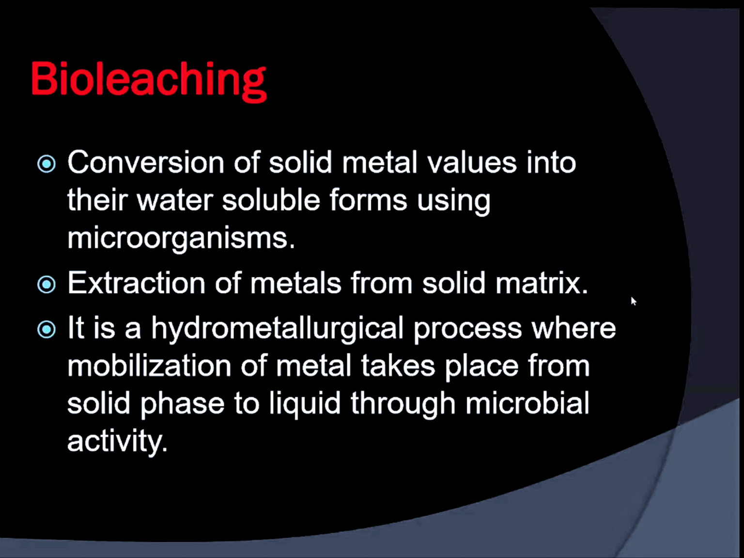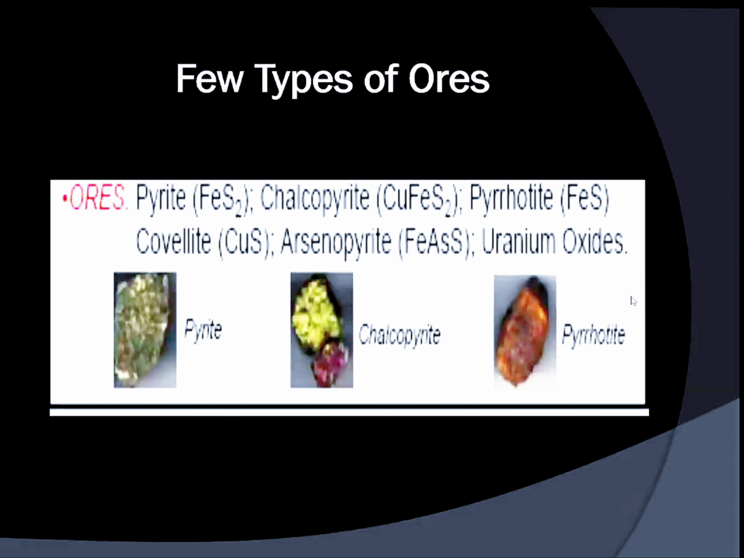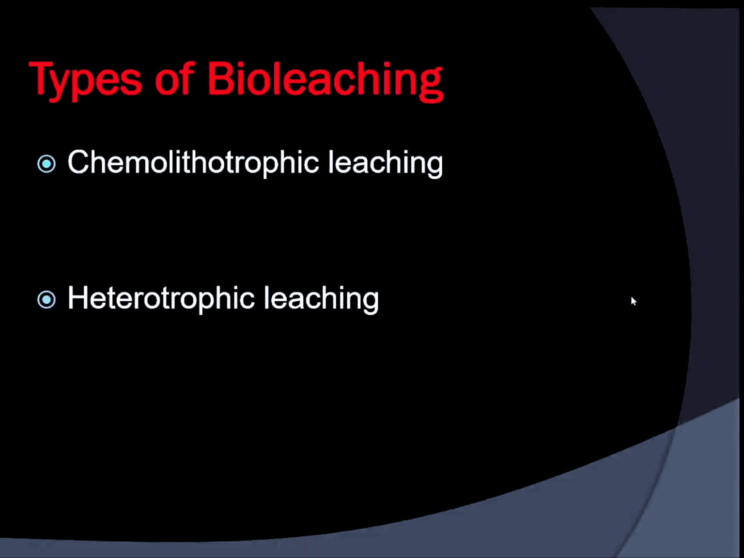So in bioleaching, microorganisms are being used. These are the ore samples: pyrite, chalcopyrite, pyrrhotite. Basically, removal of metals by using microorganisms. Here two mechanisms are there, chemolithotrophic leaching and heterotrophic leaching. So let's see it one by one.